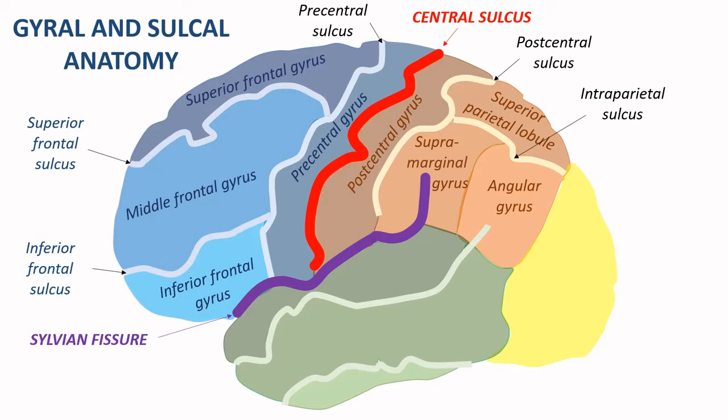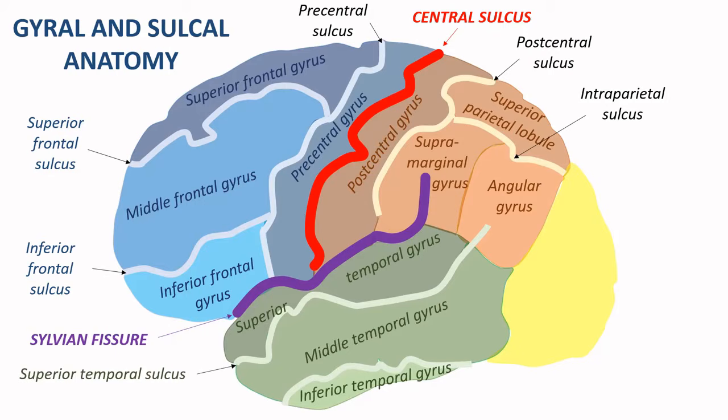A bit similar to the frontal lobe, we have a superior temporal gyrus, a middle temporal gyrus, and an inferior temporal gyrus. But now, be careful. When it comes to the sulci, we have a superior temporal sulcus and a middle temporal sulcus. The inferior temporal sulcus also exists, but we will encounter that one when we discuss the basal surface of the temporal lobe. Lastly, the occipital lobe.